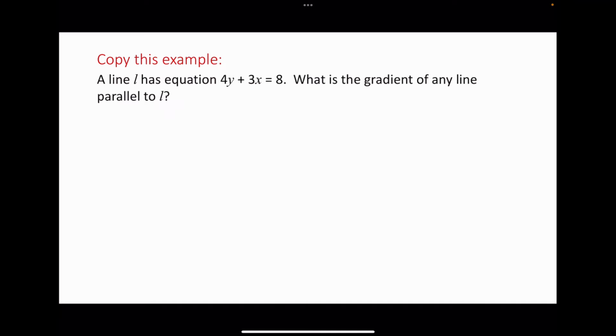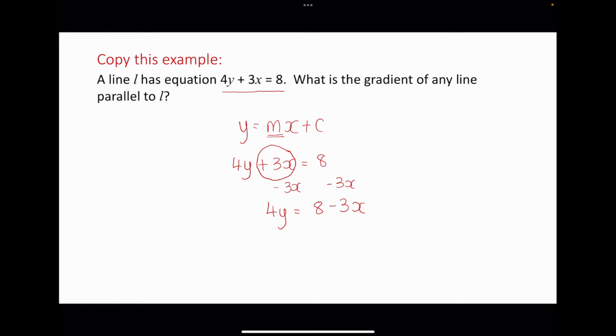Now the problem just now is that we are not in the form y equals mx plus c. So we want to rearrange this so that it's in the form y equals mx plus c so that the m gives us our gradient. Right now we have 4y plus 3x equals 8. So comparing that to y equals mx plus c, the first thing that stands out is that this 3x is on the wrong side. So to balance this equation up, we're going to have to take away 3x from both sides. So we've got 4y is equal to 8 minus 3x.